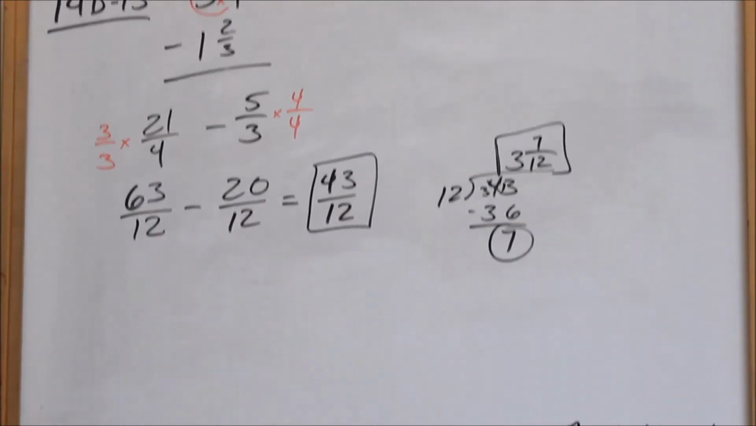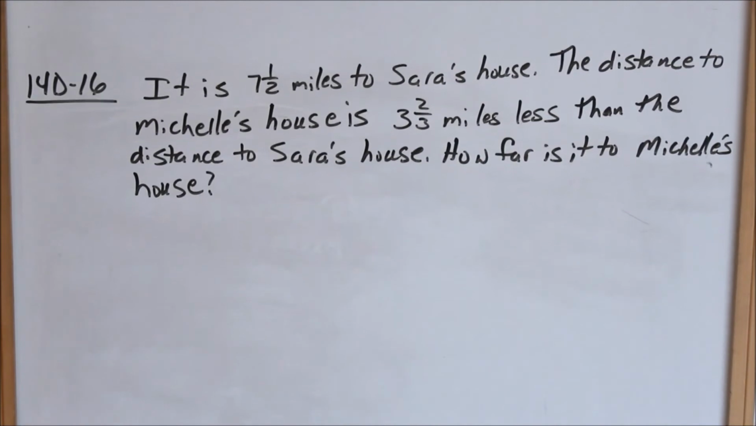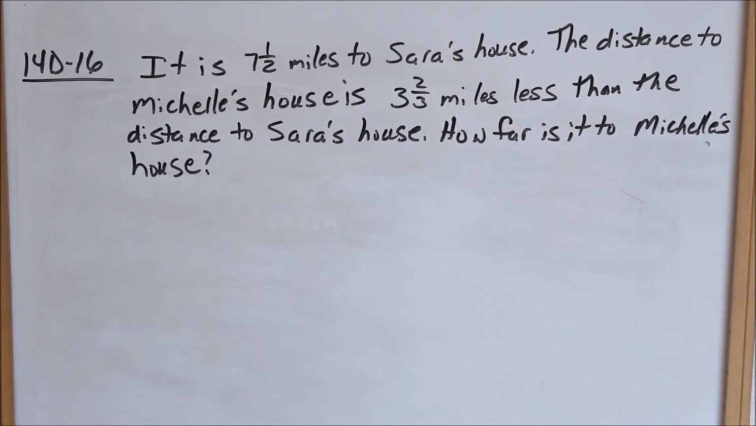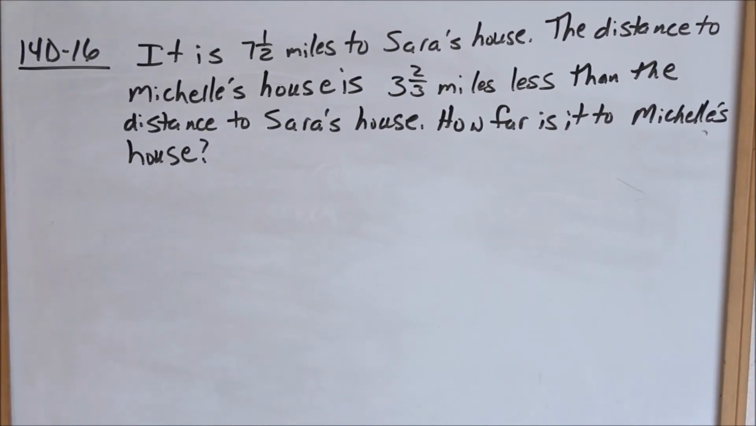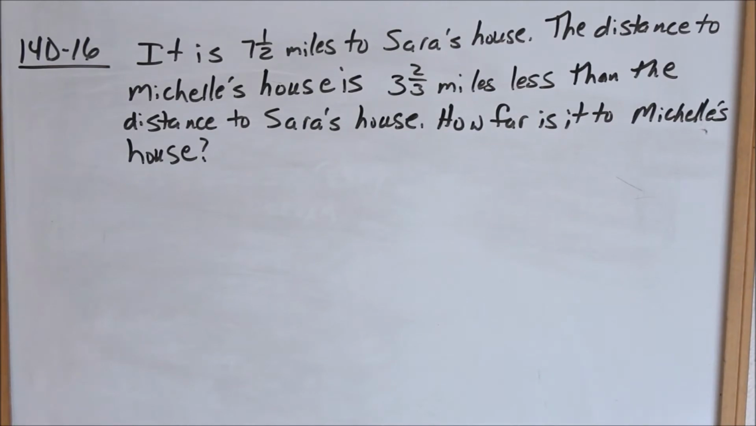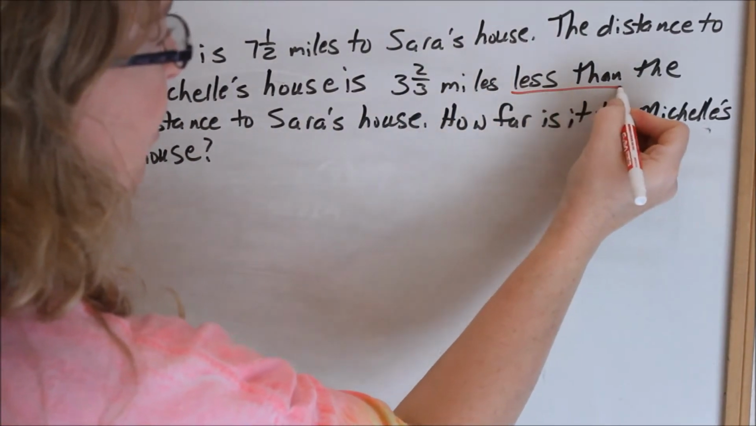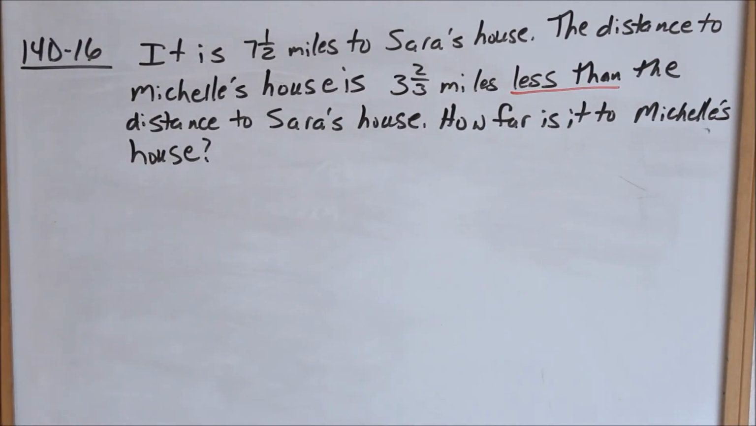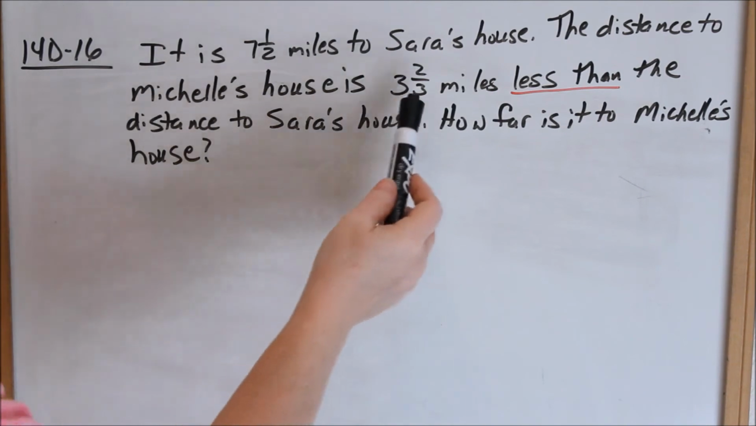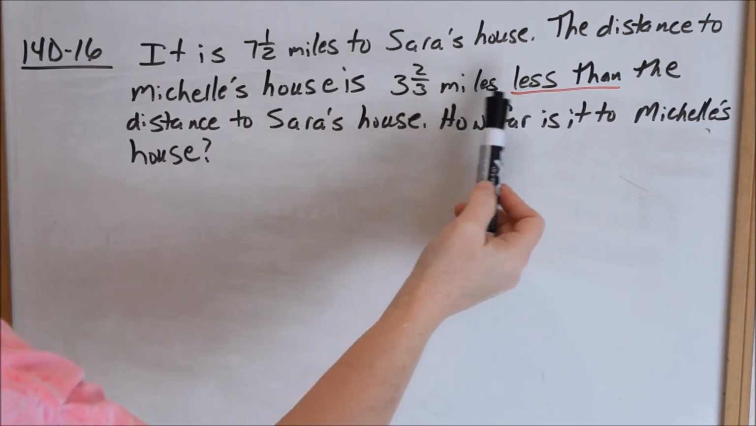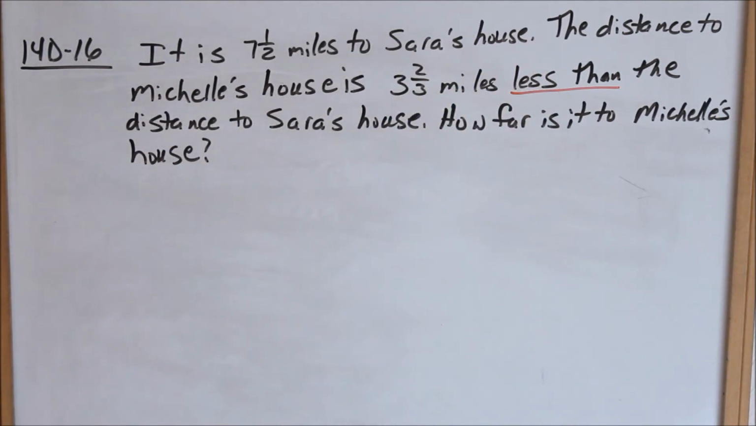Okay, now let's look at 14D, number 16. It is 7 1/2 miles to Sarah's house. The distance to Michelle's house is 3 2/3 miles less than, that's a key word, than the distance to Sarah's house. How far is it to Michelle's house? Michelle's house is a certain number of miles less than Sarah's.